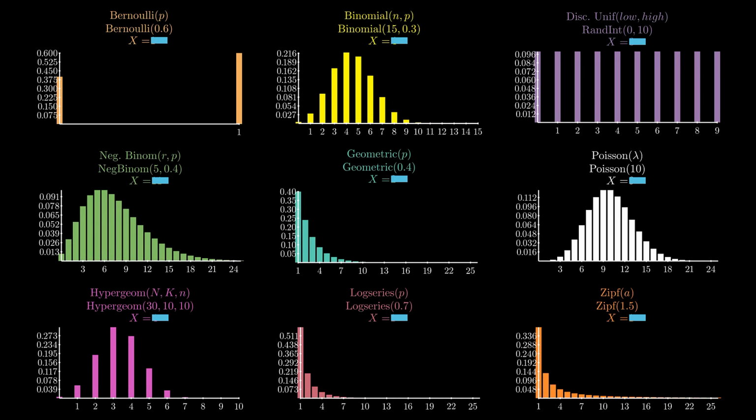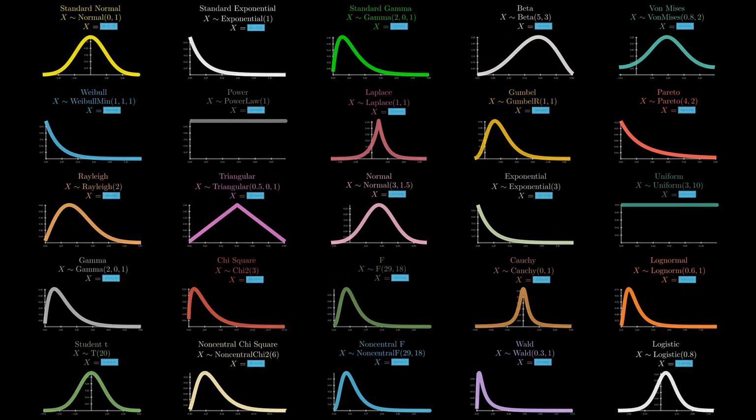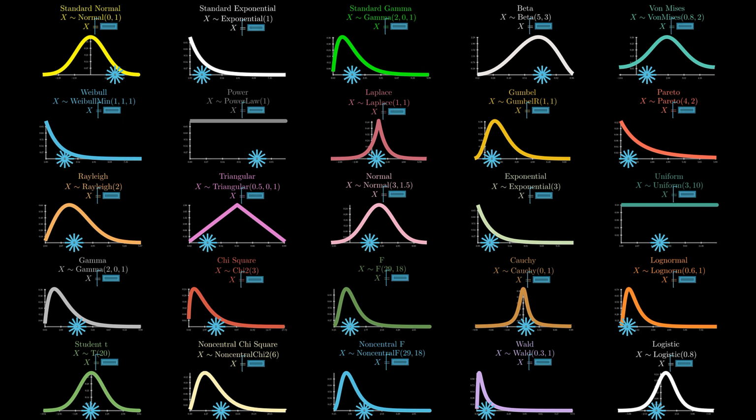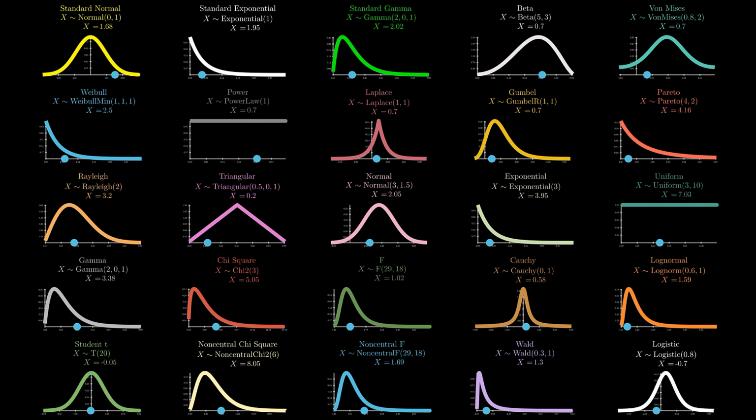NumPy, Python's numerical computing package, has on its menu of discrete distributions 9 items, 9 discrete distributions that we can easily sample from with one simple line of code. It has a separate menu of continuous distributions listing 25 items, 25 continuous distributions that, once more, we can very easily sample from with one simple line of code.